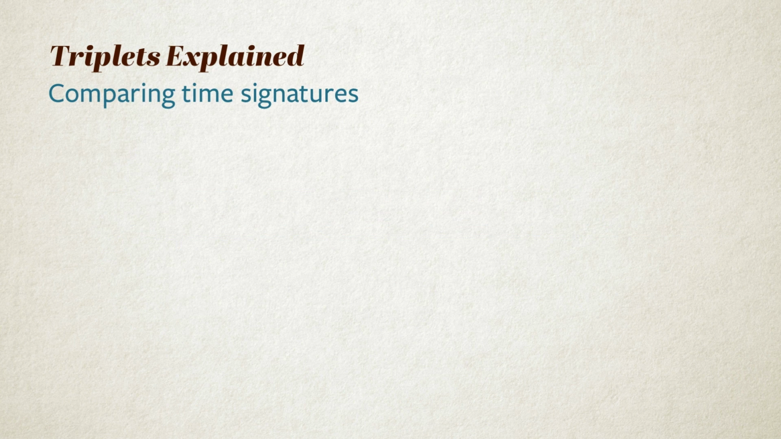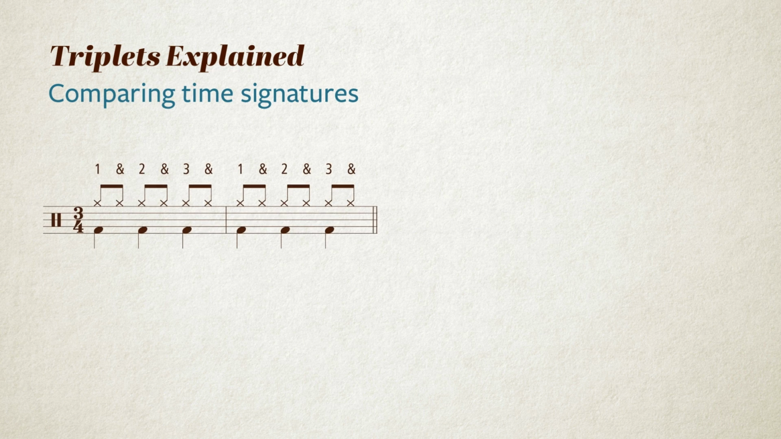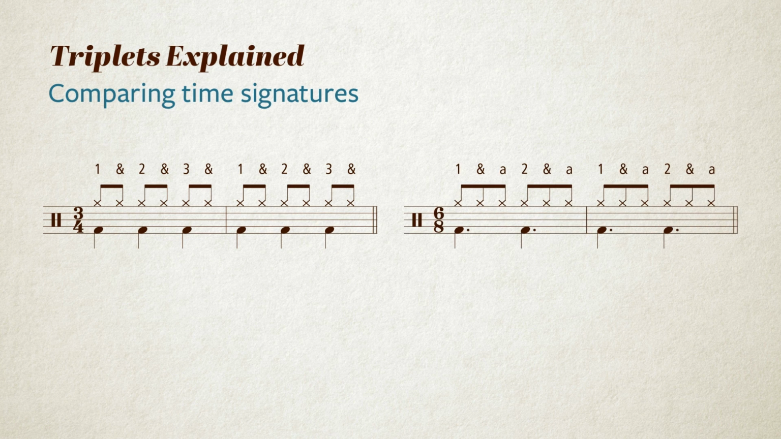And to finish, here's a simple comparison between 2 different time signatures that both contain 6 eighth notes. Here's a bar of 3/4 with 3 lots of 2 quavers. We would count this as 1 and 2 and 3 and. And here's a bar of 6/8. Again, we have 6 quavers, but now they're in 2 groups of 3. They would be counted as 1 and a 2 and a.